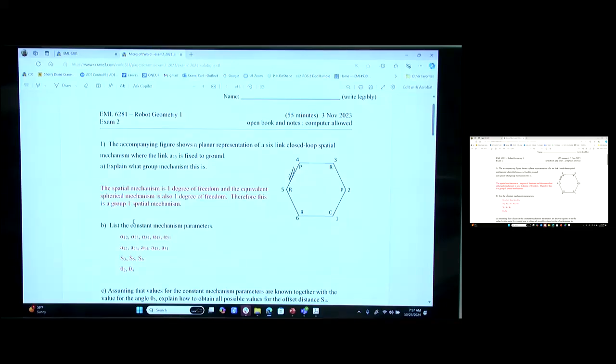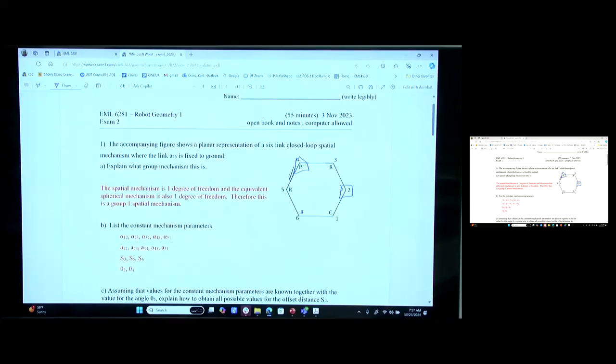So if you look at the mobility of the 3D mechanism, the sum of the freedoms of the joints, they're all 1 degree of freedom except for that guy. So there are 5 of them that have 1 degree of freedom, and one that has 2, so that adds up to 7. 7 minus 6 is 1. When we go to the equivalent spherical mechanism, we're going to know that and that.